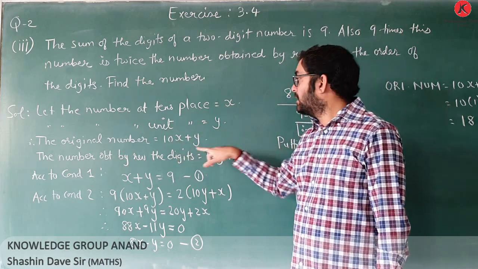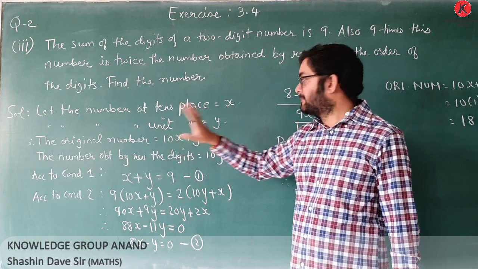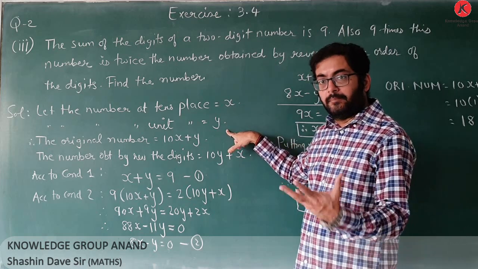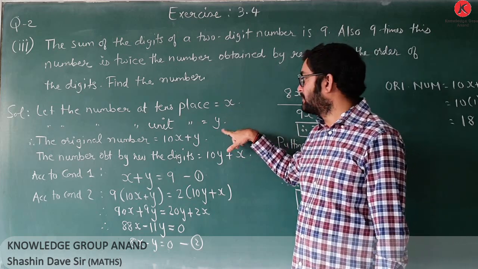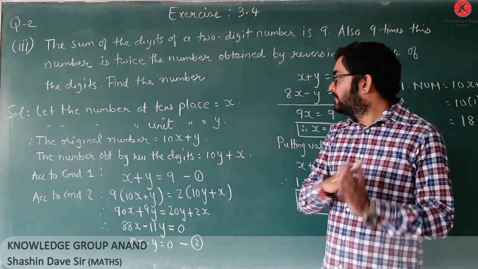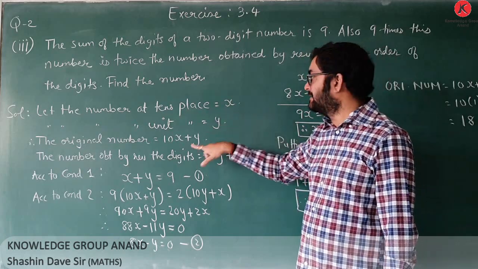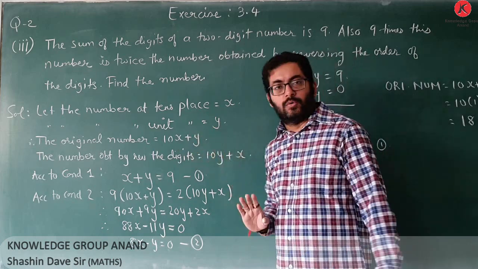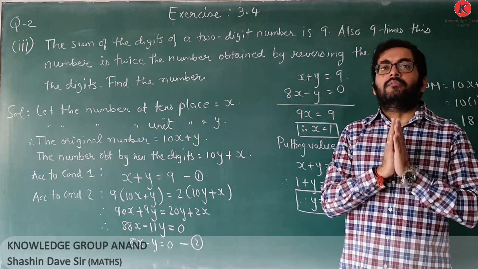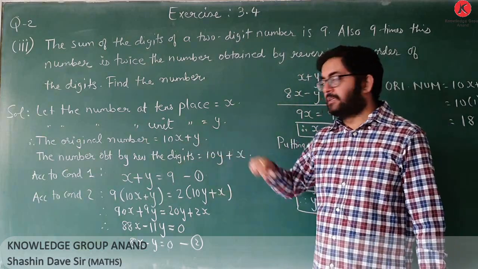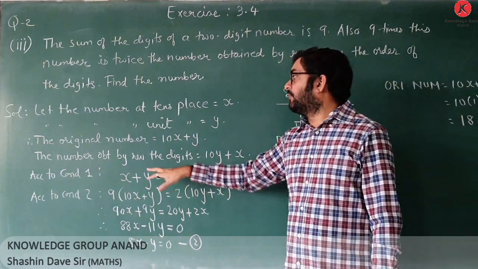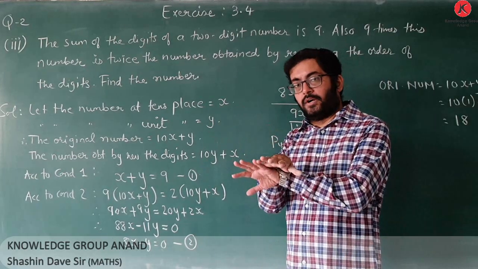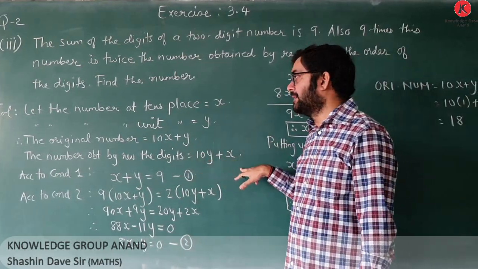Why 10x plus y? Because the digit at x is at tens place. Suppose the value of x is 5 and value of y is 4, then the number will be 10 into 5, that is 50 plus 4, that is 54. So, always as this digit is at tens place, it is represented as 10x, unit means 1. So, y ones are y, so you need not mention 1 over here. So, the original number will be always represented as 10x plus y. Now, in second condition, we are reversing the order of the digits. So, when I reverse the order, 10x plus y becomes 10y plus x.